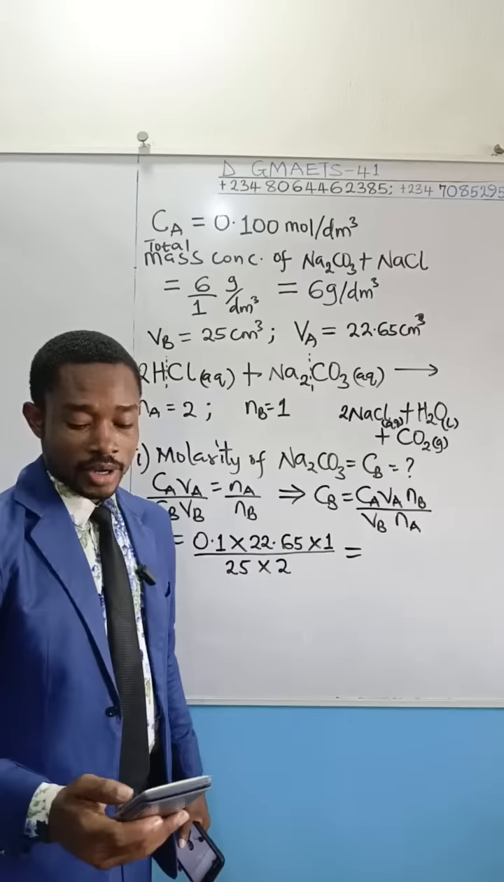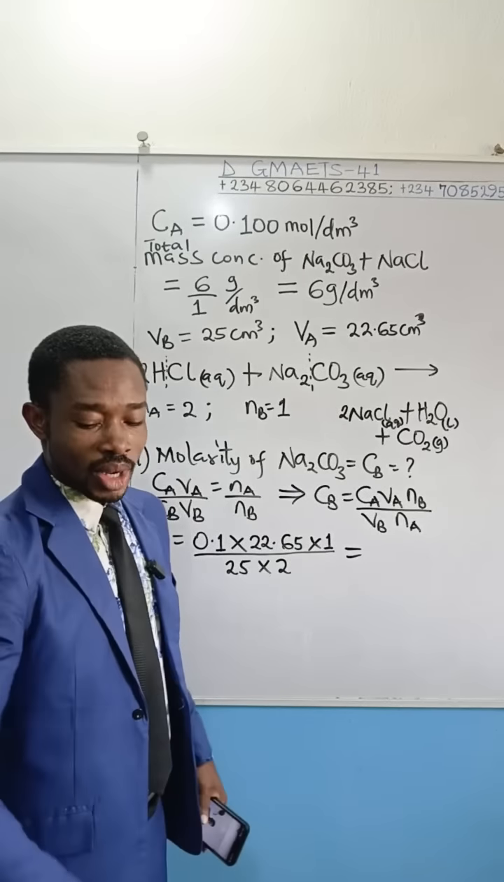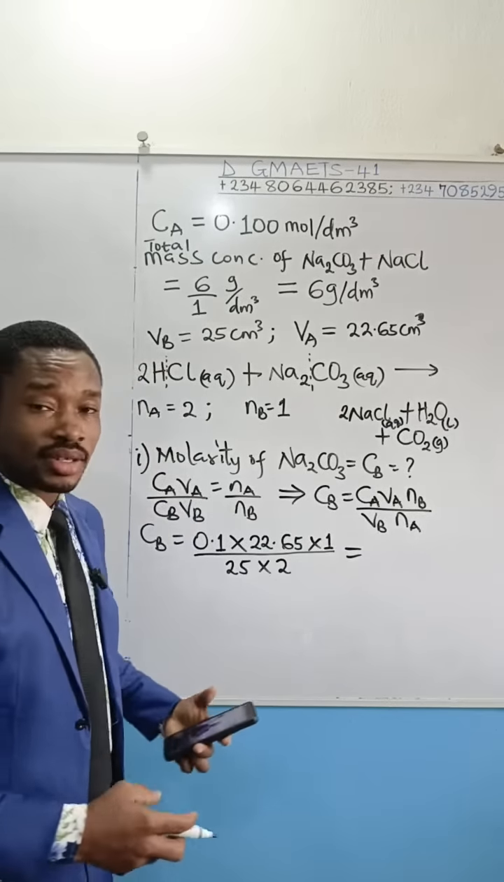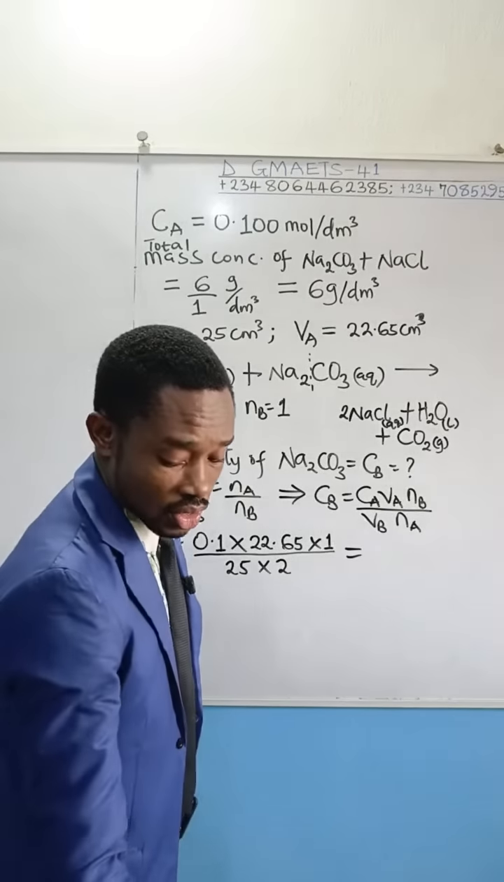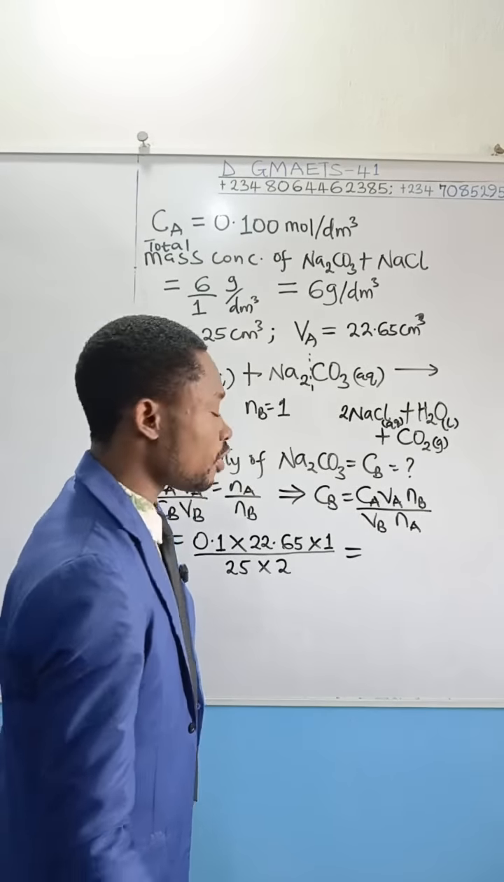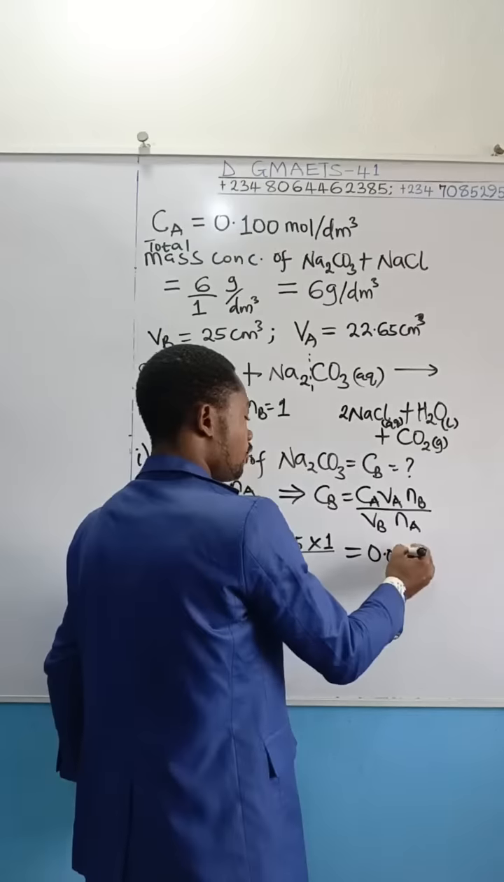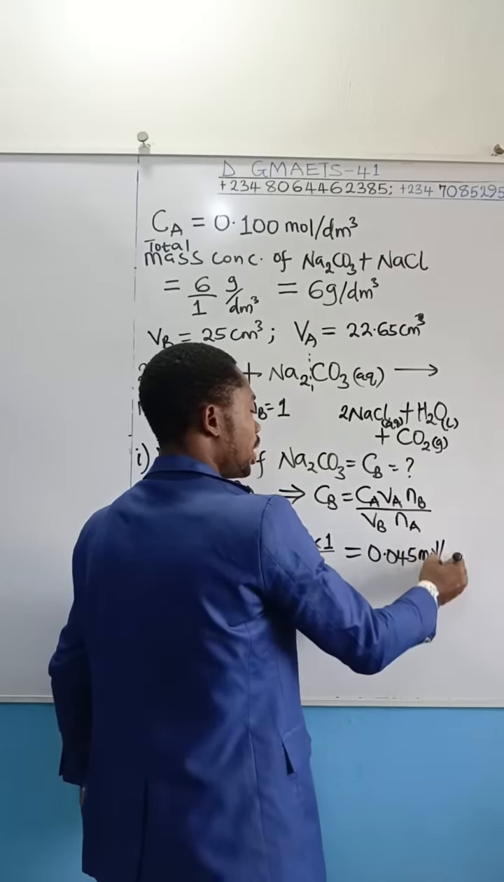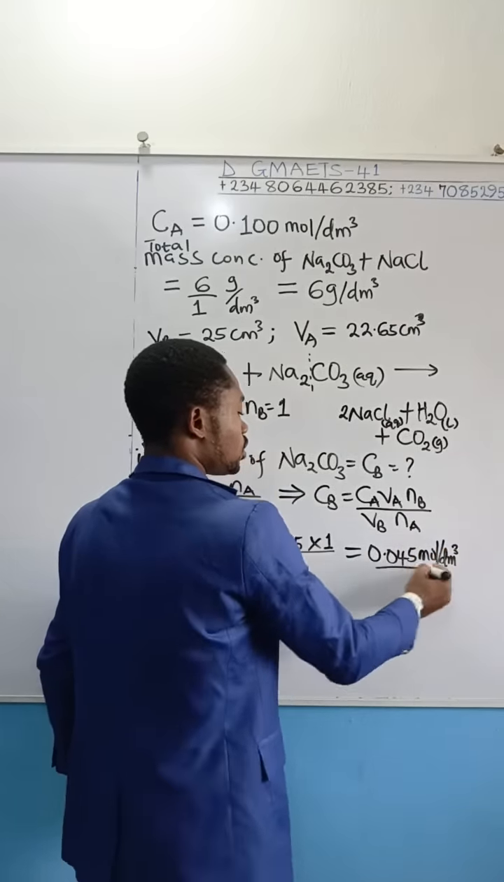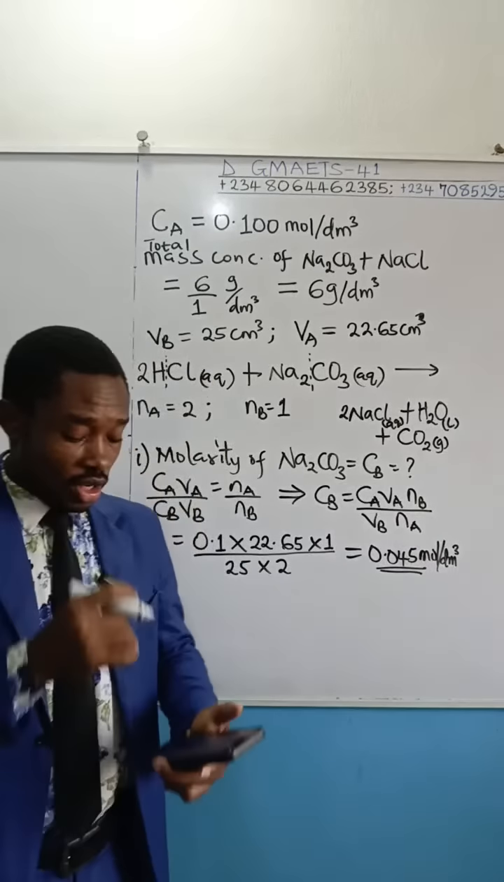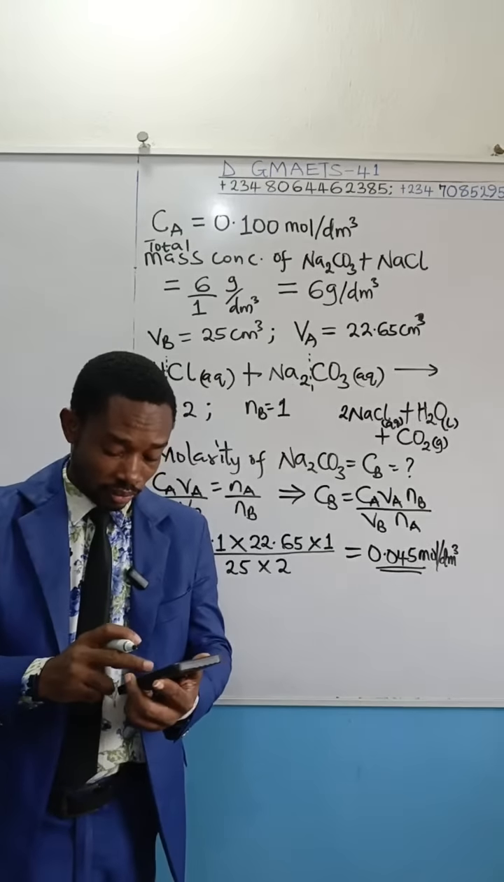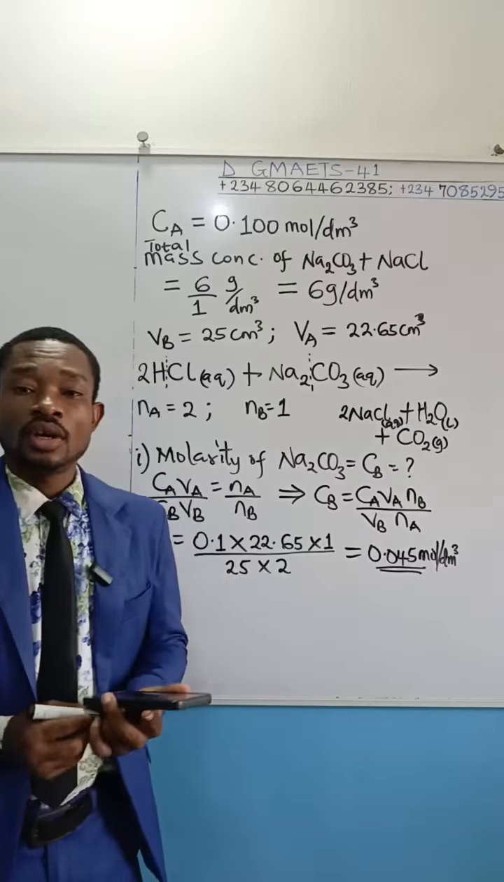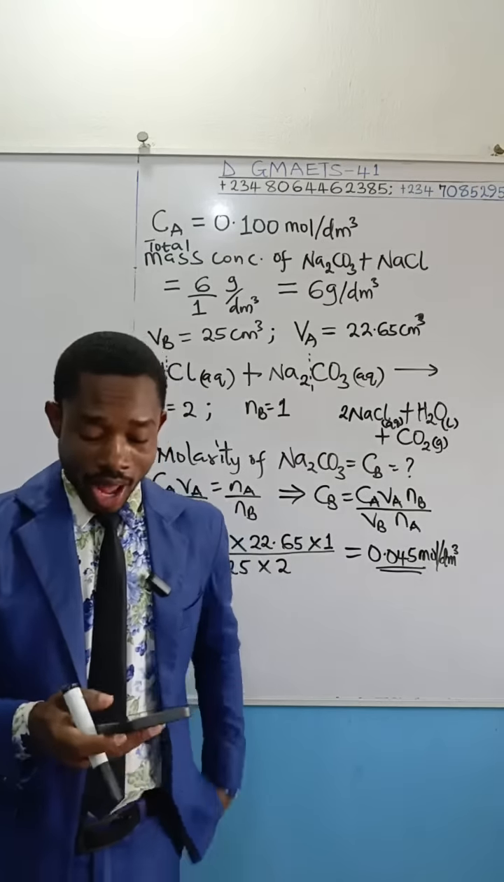0.0453. Usually as a standard, molarity is given in 3 decimals. So it's going to be 0.045 mole per dm cube. So this is the solution to the first part of the question. If you have any question, please feel free to ask.